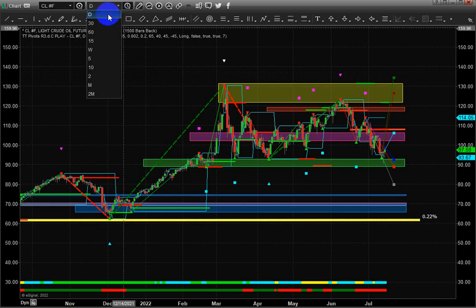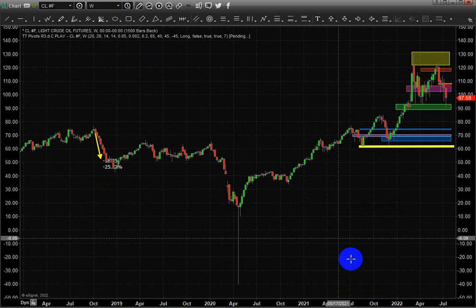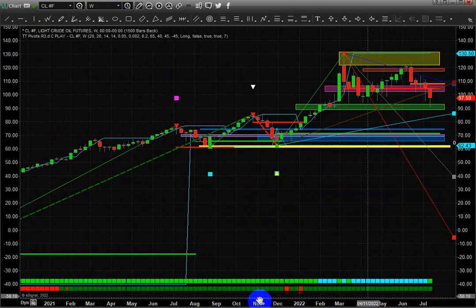So now let's go ahead and take a look at the weekly, which will still show these same setups. I'm going to spread it all out so we get rid of that.